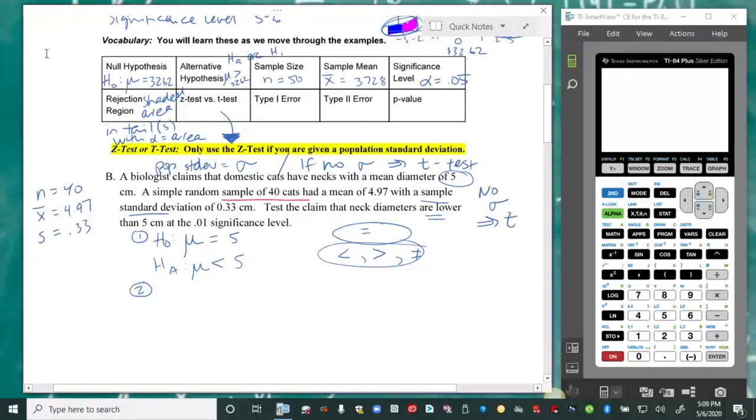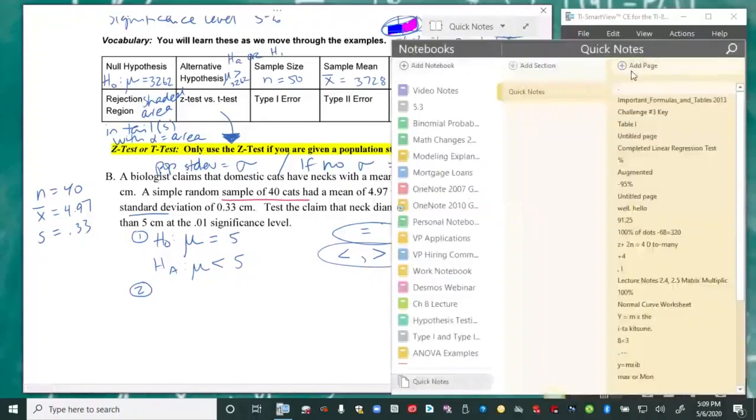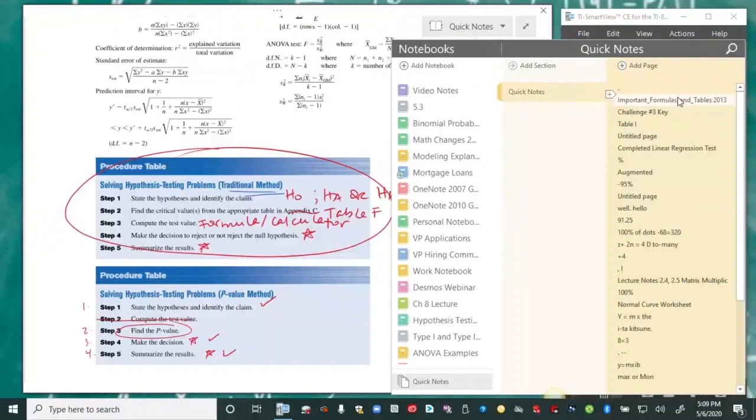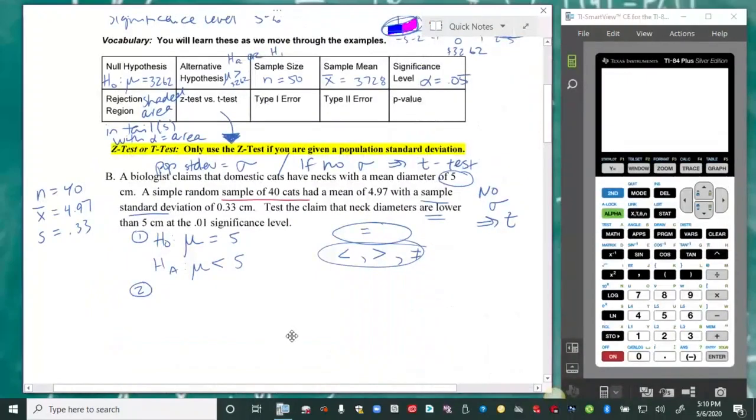Step number 2. If we go back to our procedure table, step number 2 says to find the critical value from the appropriate table. This time it's table F. So I want to find the critical t-score. I'm going to go back to this table in just a second, but let me set it up for you first. We're looking at a t-curve, but it's very similar to the normal curve. It's going to look like this.